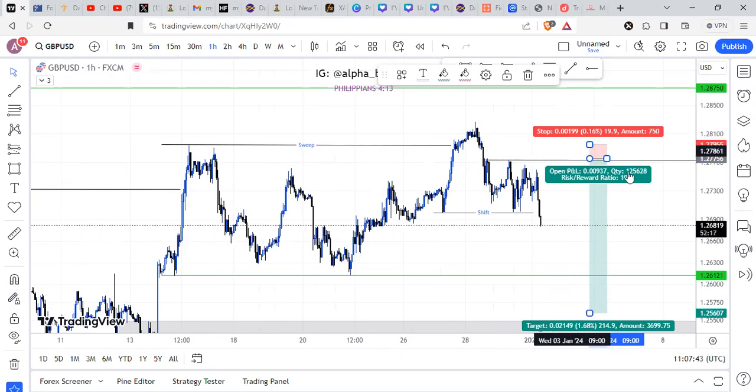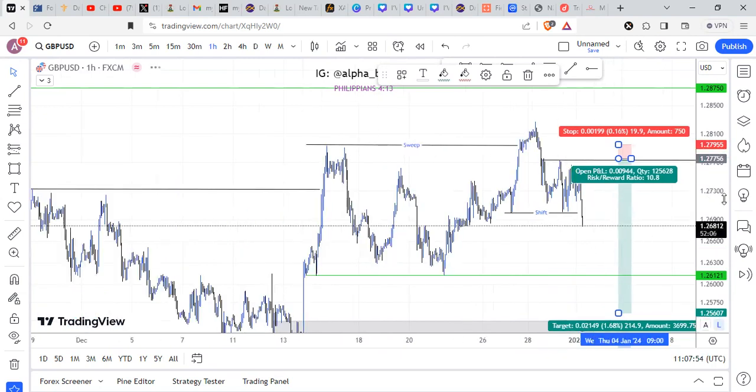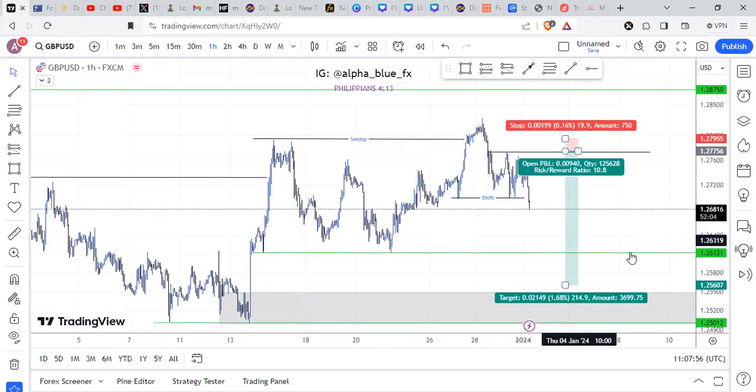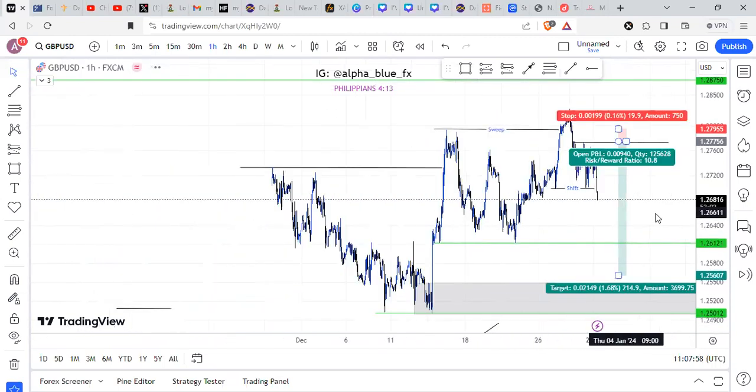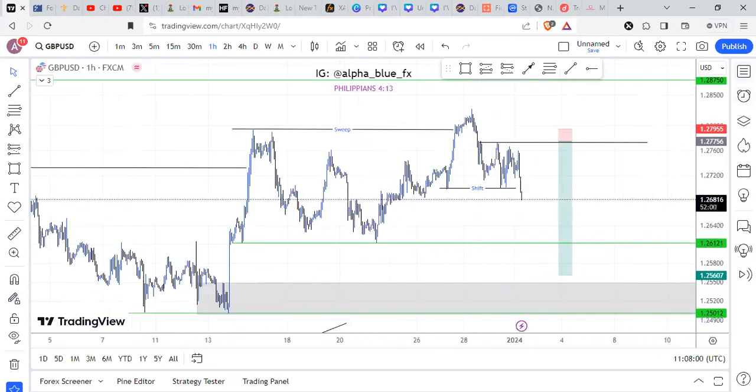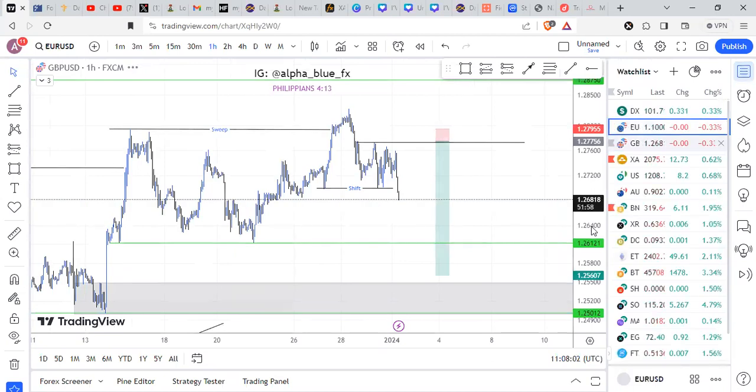I may just sell off immediately, or I wait to see price give me rejection wicks and show me a sign, like a confirmation. Then I get into the trade. So very, very clean textbook setup on GBP USD. Waiting to see how it plays out, waiting to see how it unfolds. So let me quickly show you Euro USD before we end this video.